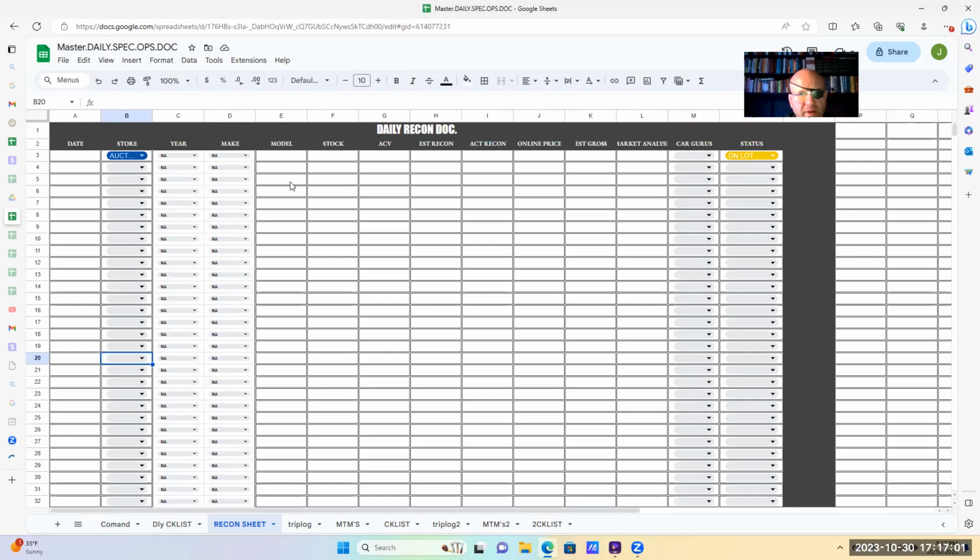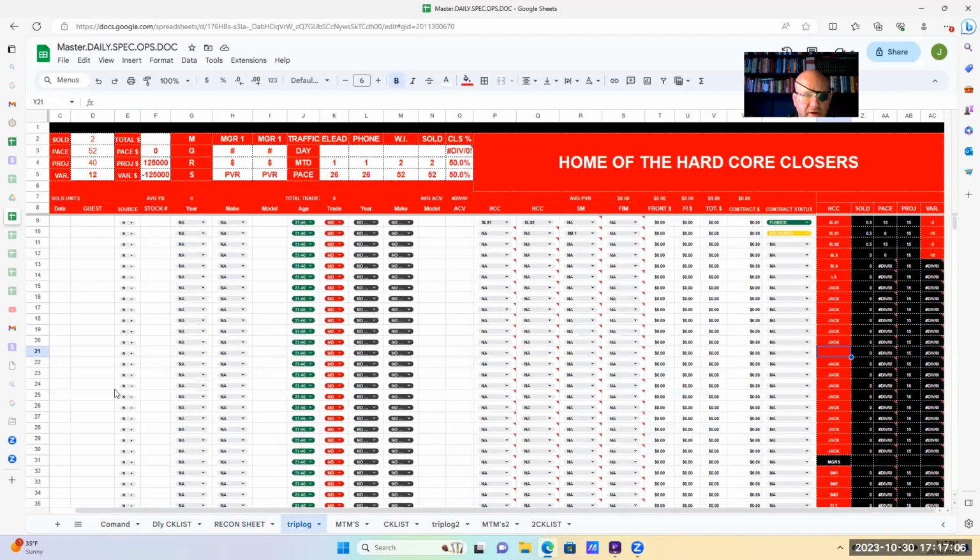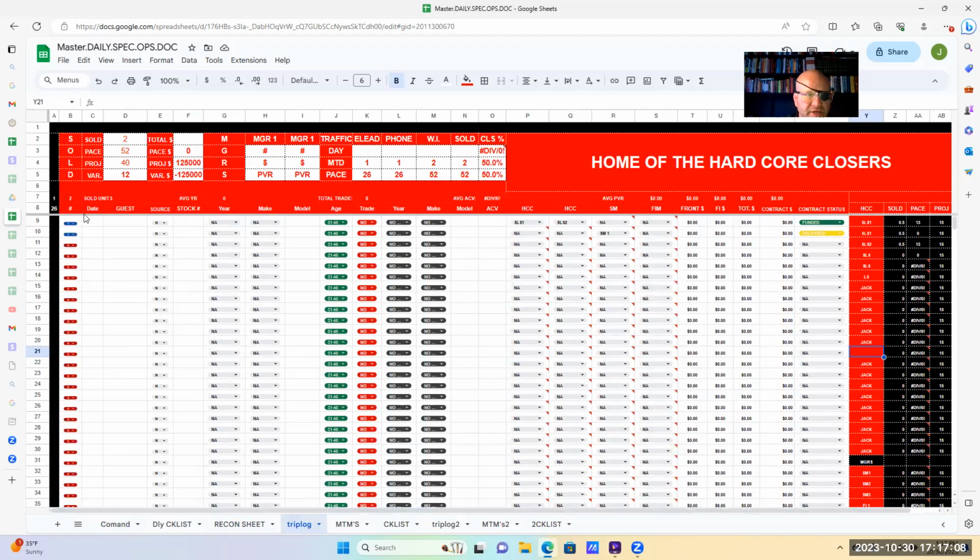Look, I want my managers to play a role. What I mean by that is their trip log. When they sell a car, they're going to come in here and they're going to load their information in, right?